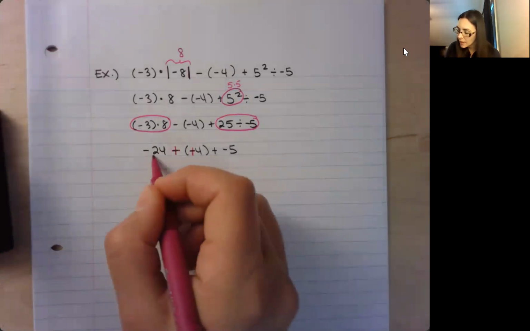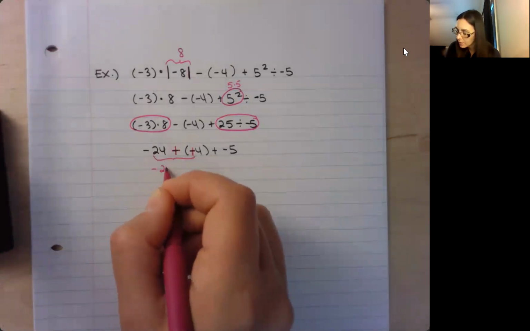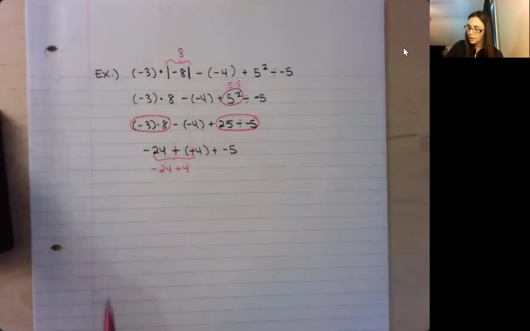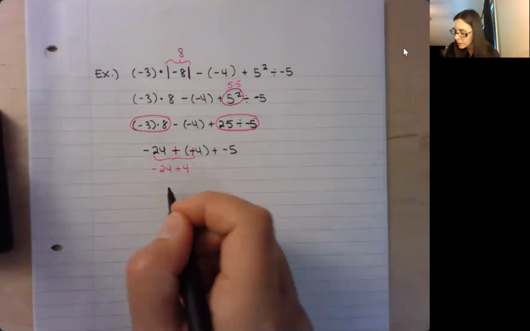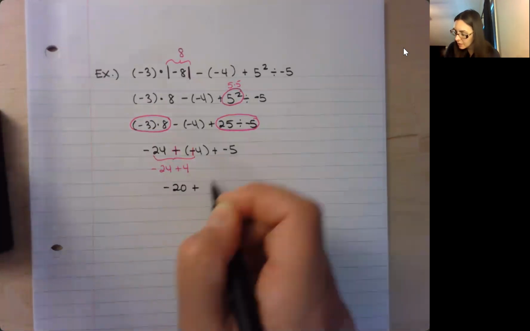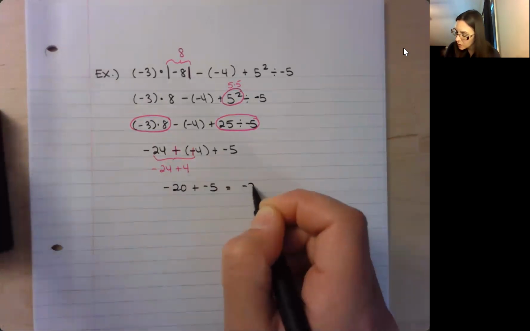And again, if you find that too messy, then you can just rewrite it. Negative 24 plus positive 4 is negative 20. I'm going to bring down this negative 5, and I get a final answer of negative 25.